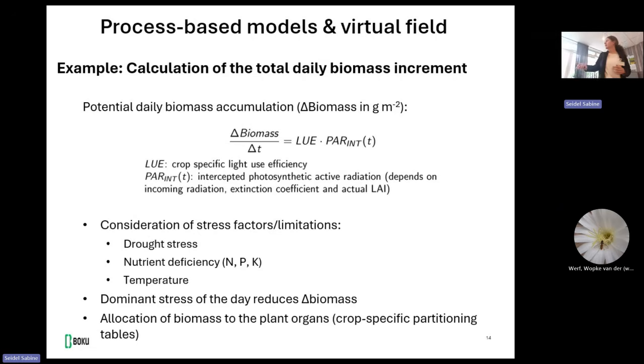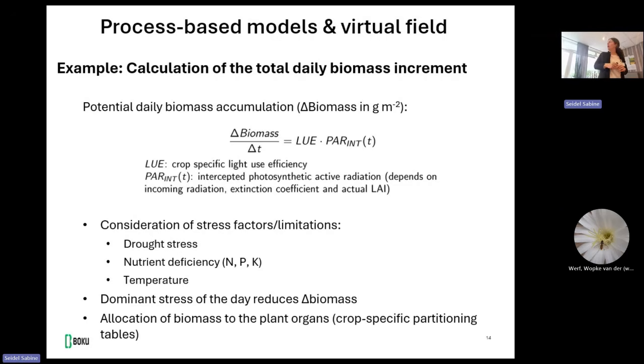And then the biomass that has been produced is allocated to the plant organs. And here we have so-called tables. So at an early growth stage, most of the carbon goes into the roots, and then at a later growth stage, most of it gets into the grains and so on. So this is in specific tables that change the allocation depending on the development stage.